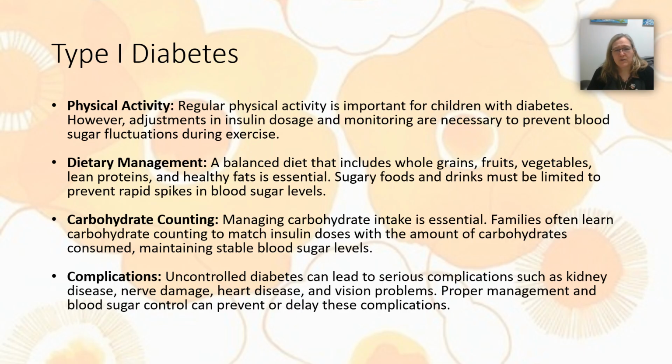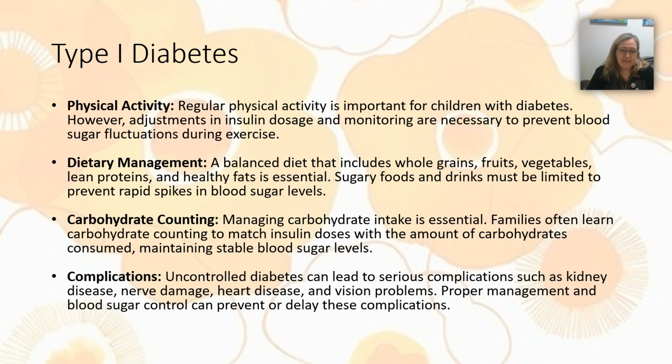So the older they get, the more we can start to reinforce that these things have to be taken out of the diet. The carbohydrate counting, like I said, the family generally has to take care of that until they're old enough to do the calculations themselves. And then you want to educate the child and the family that the consequences of not managing this are severe.